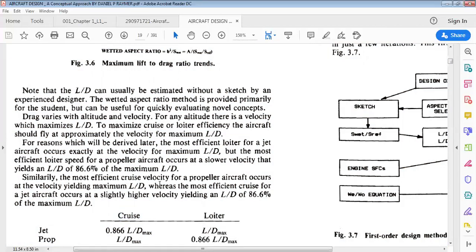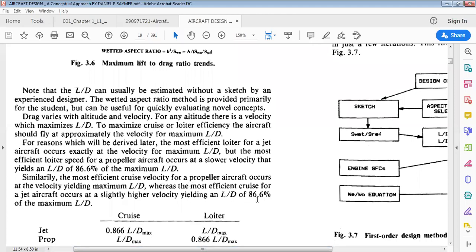Understood. Similarly, the most efficient cruise velocity for a propeller aircraft occurs at the velocity yielding maximum L by D, where the aerodynamic efficiency will be good. There itself you can cruise. It is the velocity where you get the best L by D, where the lift will be higher, and then only I can get the maximum velocity of an aircraft. So the propeller efficiency will be good. Therefore for cruise we take L by D max.